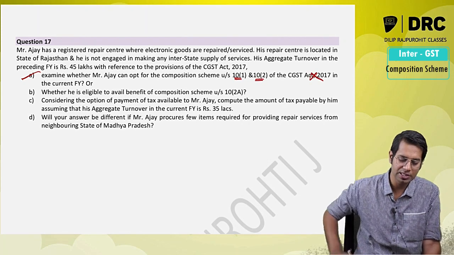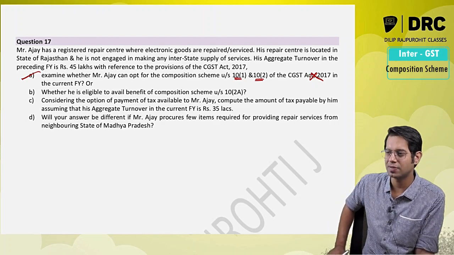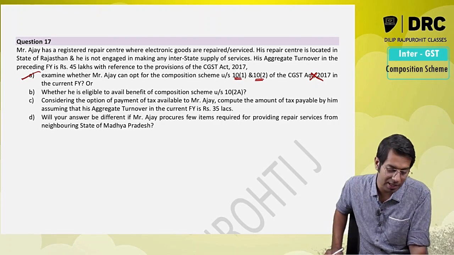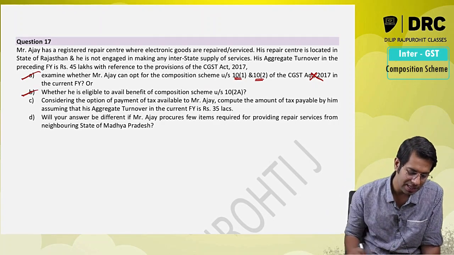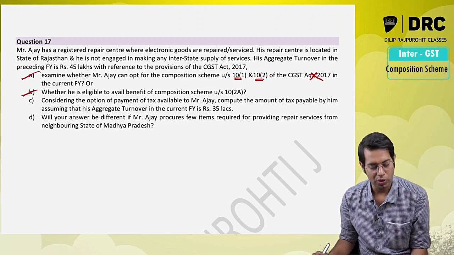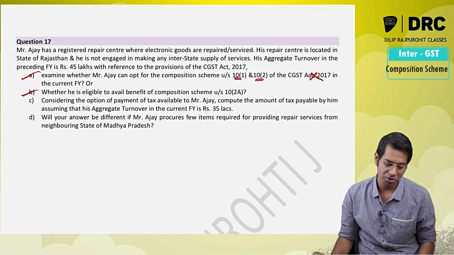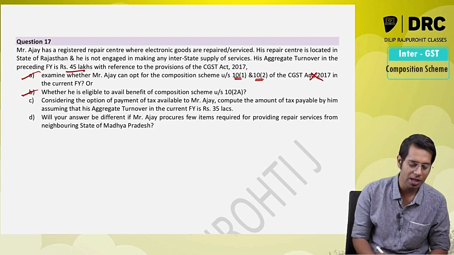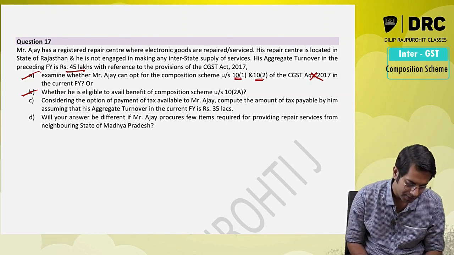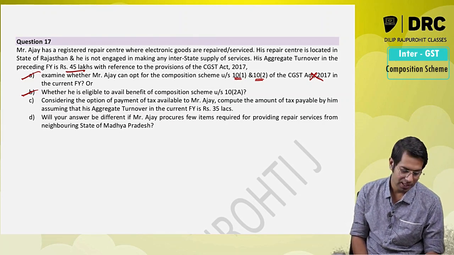Answer is no, because he is having a repair center which is nothing but a service center. He cannot become a composition dealer under 10(1), 10(2). Whether he is eligible to become a composition dealer under 10(2)(a), answer is yes, he can become a composition dealer under 10(2)(a) because his turnover is only 45 lakhs. It does not exceed 50 lakhs.